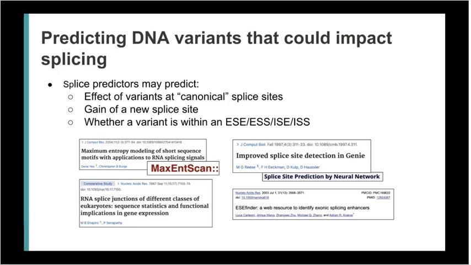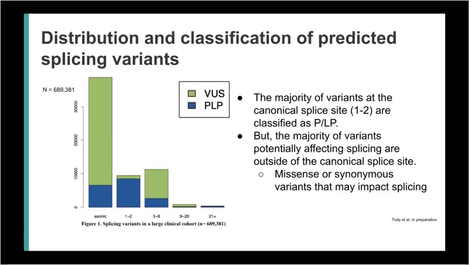Some may only predict the effect of a variant at a canonical splice site. Others may be able to predict the gain of a new splice site. Others may be able to predict splicing enhancers or splicing silencers. But if we use these algorithms on clinical samples, we can take a look at where these variants tend to live.